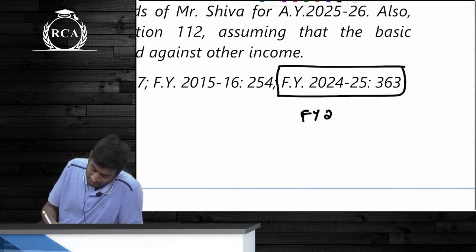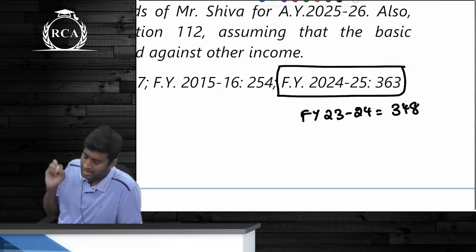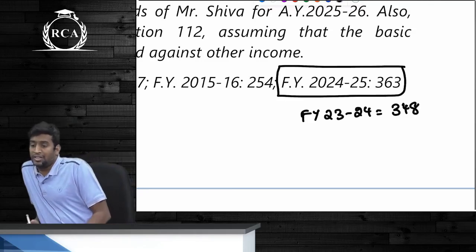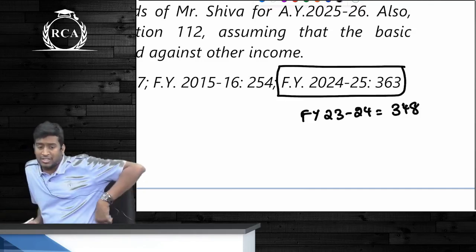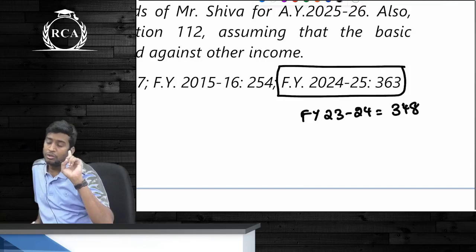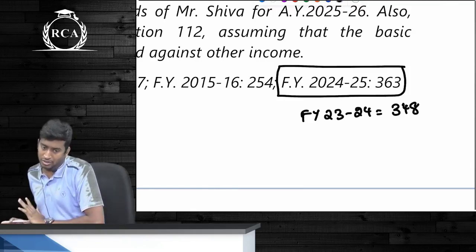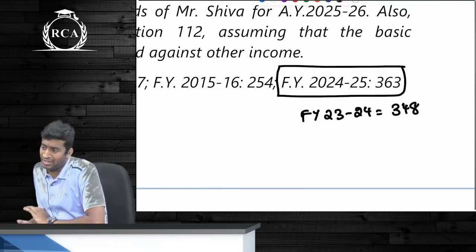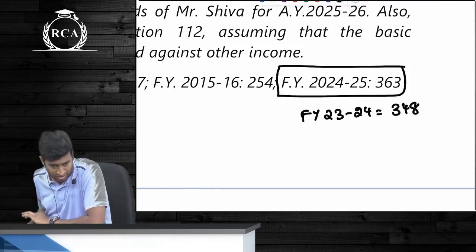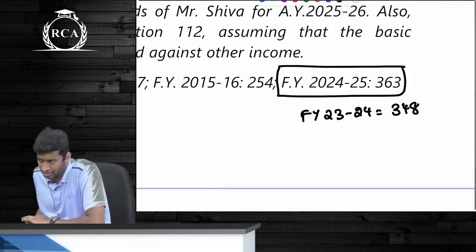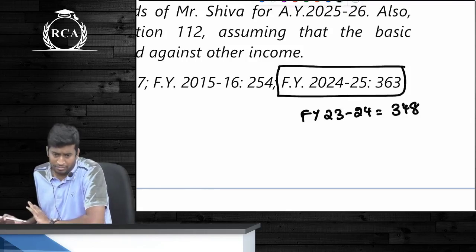If I remember, when we covered the problems for the financial year, this was 348. So for next year, it has become 363 and you have to remember two CIS only. 2001 is 100 and 24-25 is 363. So whatever problems we have done, wherever we wrote 348 in the numerator, it will be replaced with 363. Till here the story is clear.